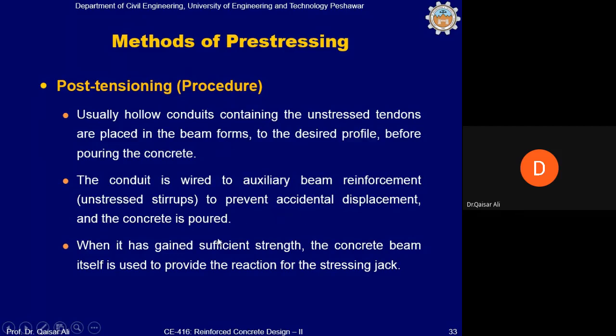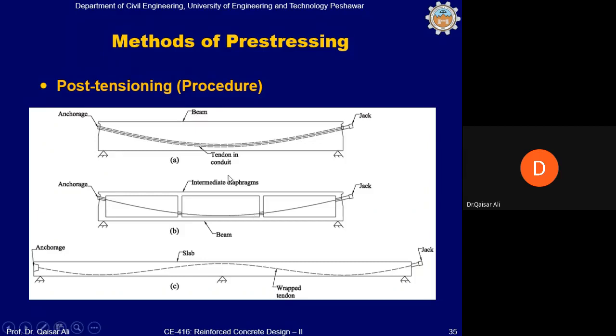When the concrete has gained sufficient strength, the concrete beam itself is used to provide the reaction from the stressing jig, like this. Okay, this is the formwork, this is a conduit, and through the conduit, the cable is being passed before the pouring of concrete. Now, when the concrete is poured, the pipe or the conduit will be bonded, no doubt, to the concrete, but the cable inside the pipe will remain unbonded.